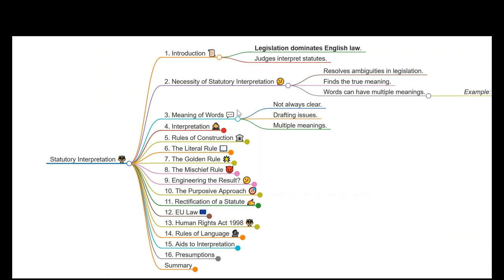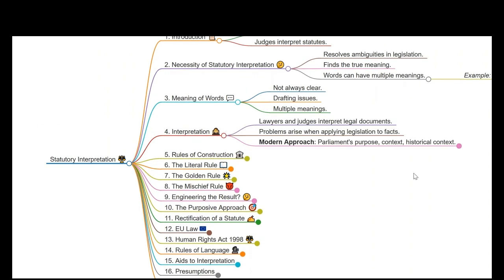3. Meaning of words. The meaning of words isn't always clear. This can be due to drafting issues, or the fact that words naturally have multiple meanings. This inherent ambiguity means that lawyers and judges must carefully interpret legal documents like statutes, contracts, and wills.